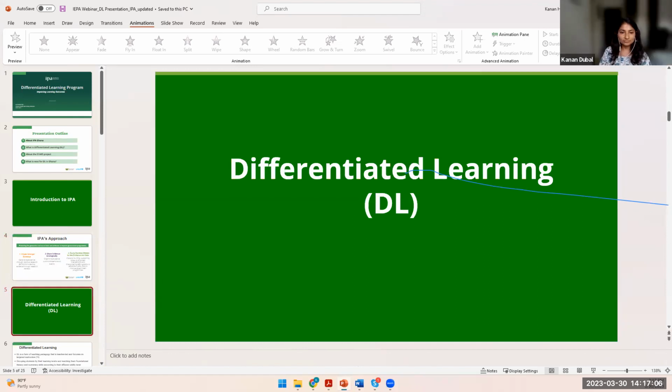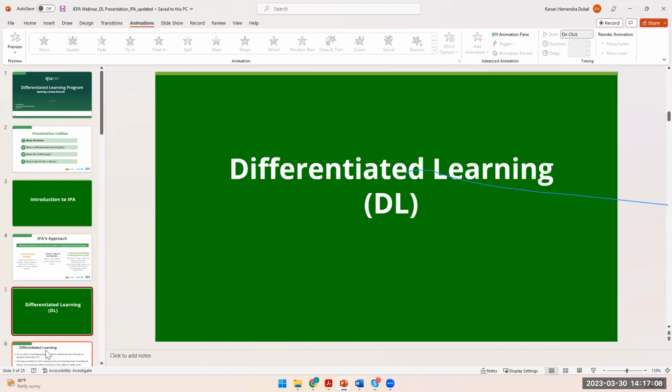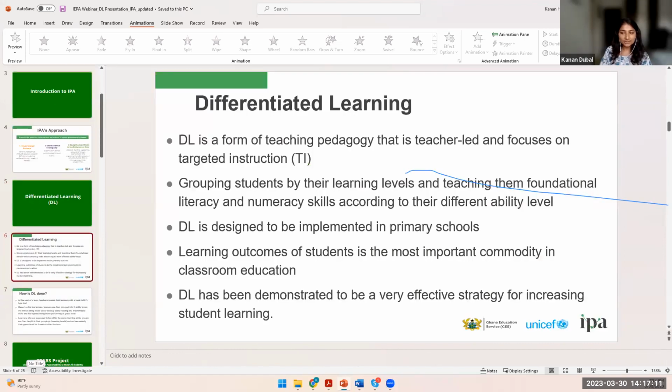Okay, so we go to what is differentiated learning. To clarify from the start of the presentation, differentiated learning uses targeted instruction pedagogy along with universal design for learning framework. So during the course of the presentation, you may hear us using TI or targeted instruction and DL or differentiated learning interchangeably. But please note that what is currently being scaled up in Ghana is DL, and hence the presentation is titled as differentiated learning. However, the focus of the presentation, which is STARS, was using the targeted instruction pedagogy.